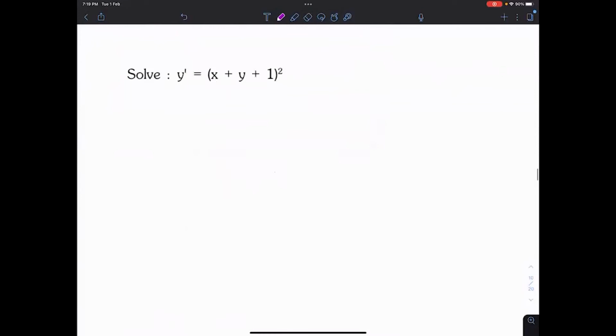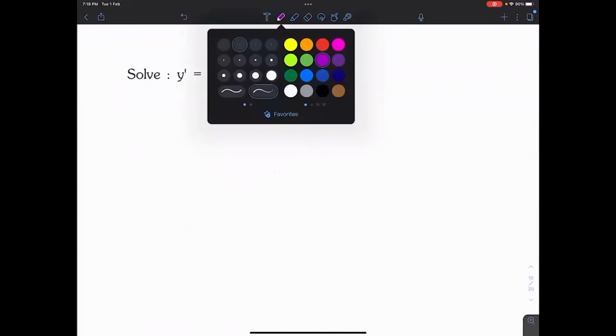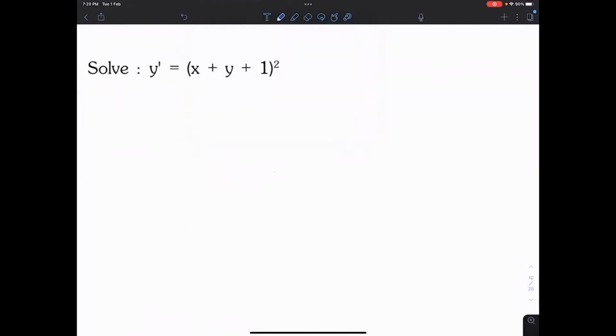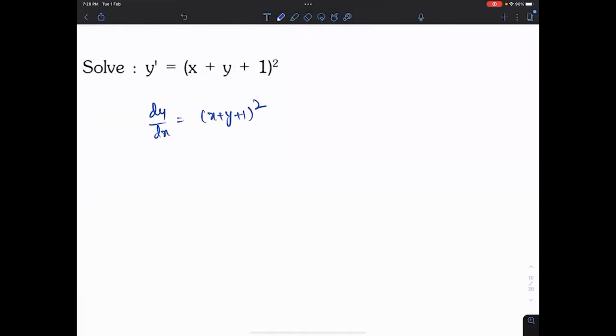Next, there is something like this, for example. So dy by dx is equal to x plus y plus 1 whole square. Looks very simple, but actually not that simple. It is not variable separables because you can't separate the x and y terms, because when you square it, you'll have all of them mixed together. You can't separate out x terms and y terms. So then what to do here?